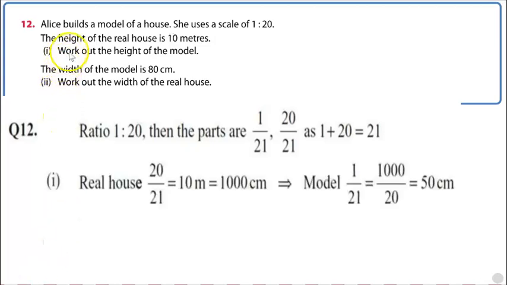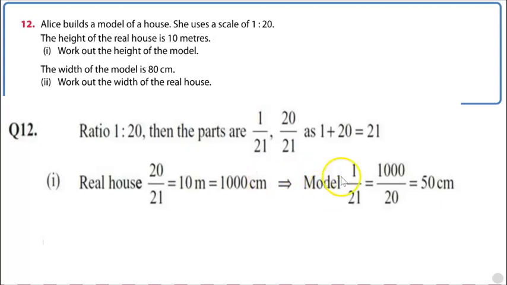So part 1, we want to work out the height of the model. We're told that the height of the real house is 10 metres. The real house is obviously the bigger part, so that's the 20 part. So the fraction relating to the big house is 20 over 21. So the real house is 20 over 21, which is equal to 10 metres. And 10 metres is 1,000 centimetres because there's 100 centimetres in a metre.